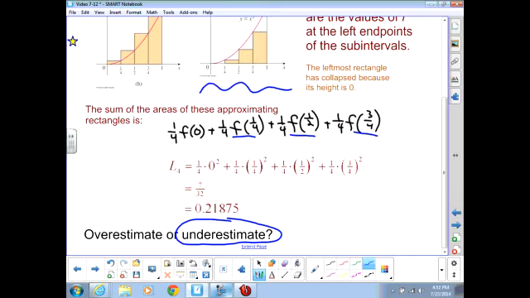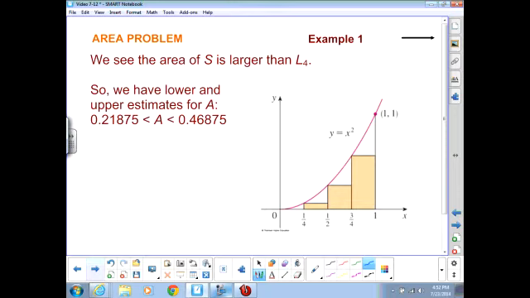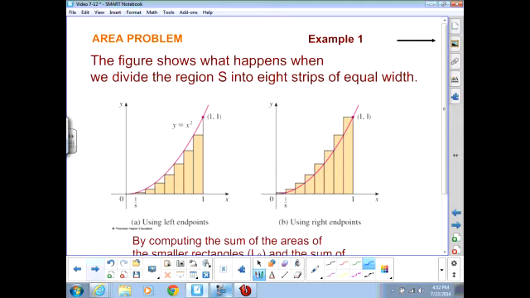Well, what we've done is we've narrowed it down even more. We said initially we knew it had to be between 0 and 1. Now we know it's got to be somewhere between 0.21 and 0.46. Well, to get a better approximation, what if we split it into 8 rectangles instead of 4? Now again, you're not going to have to choose how many rectangles to split it into, because you will be doing this type of process a bunch. The question will say, using 8 rectangles or using 4 rectangles.